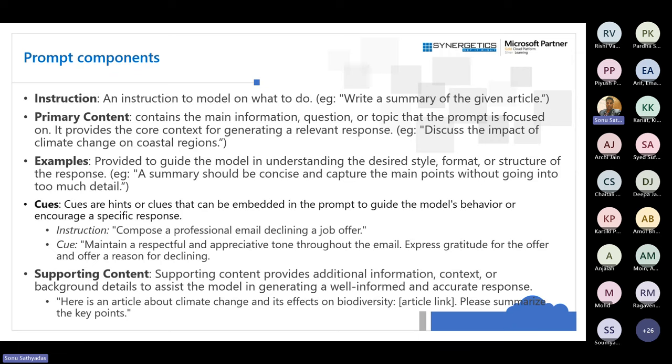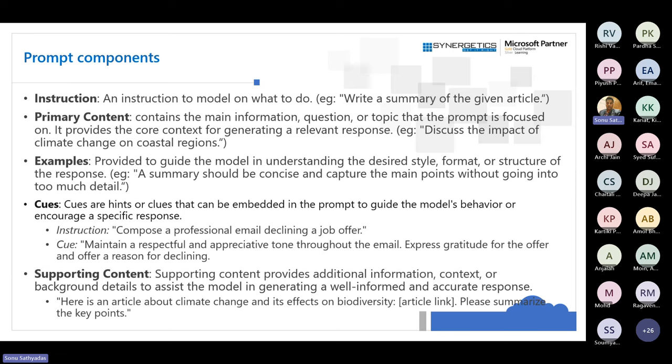So you are giving a hint. Simply composing a professional email means you are simply saying, okay, I don't want to accept this offer, so and so, finish. But if you add a cue, like you have to be more respectful and mention gratitude, that thank you for offering this, but I'm not able to accept this offer because of so and so reasons, then while writing the letter, it will keep that structure, right? So that is the cue. So you are giving a hint to the model.